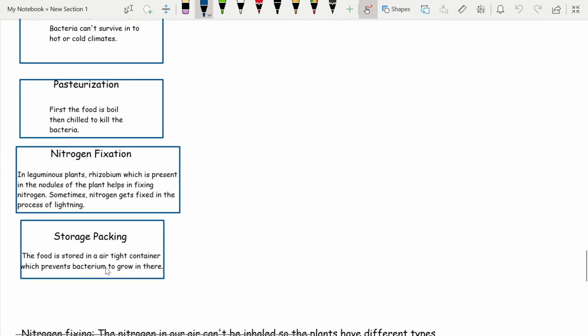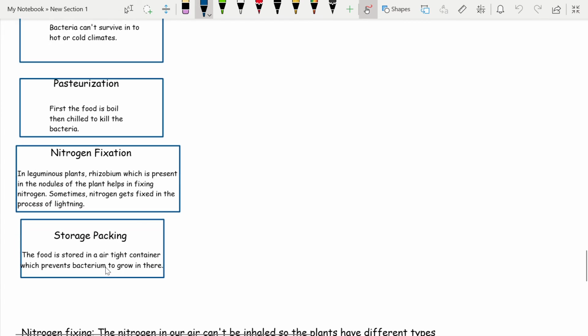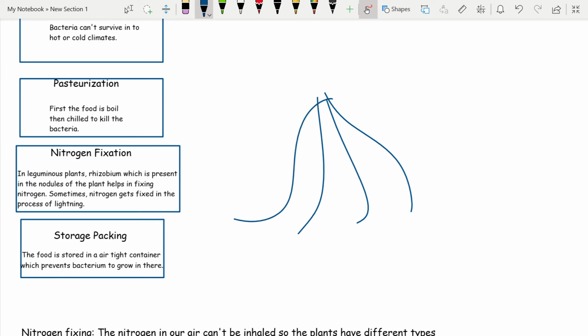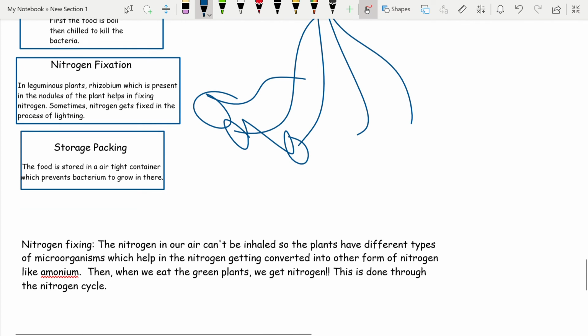Then nitrogen fixation. As I told you, we will talk about this, but let me show you more about this. In leguminous plants, legumes meaning you can say beans or things like that, kidney beans, Rhizobium is present in the nodules of the plant roots. So nodules are like the plant root tips kind of stuff over there. They help in fixing nitrogen. Sometimes nitrogen gets fixed in the process of lightning. Storage packing. Storage packing is the most common one. The food is stored in airtight containers which prevent bacteria from growing in there.